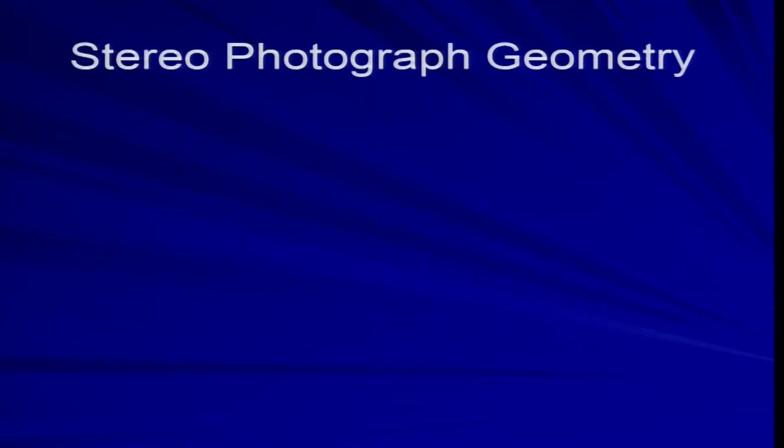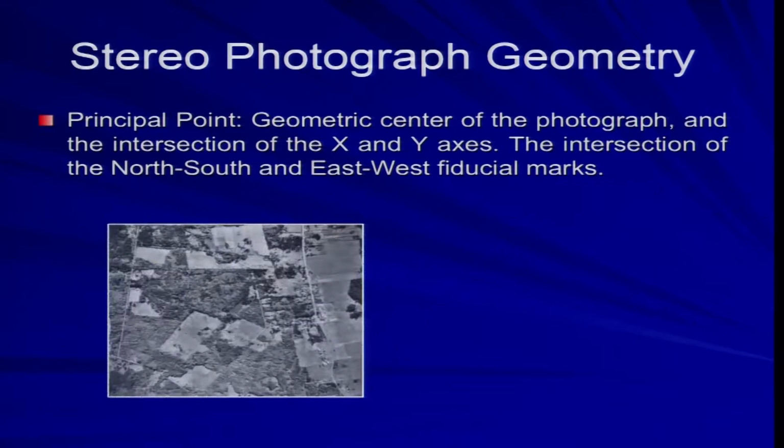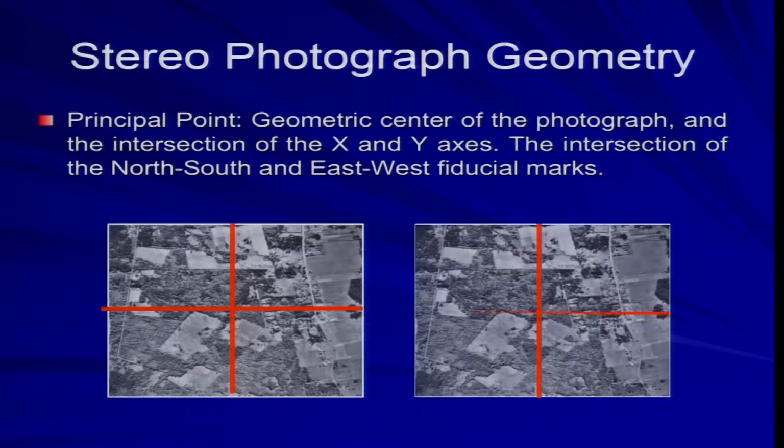Now, stereo photograph geometry. If you take the principal point, what we have already discussed is the geometric center of the photograph and the intersection of the x and y axes. Okay. The intersection of north-south, or we can say east-west, of any area. Okay. So, for example, if you have this photograph here, you say east-west, north-south, you have connected. Okay. So, you have another photograph, and you can do the same here.